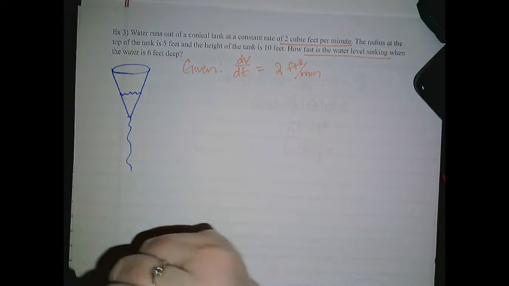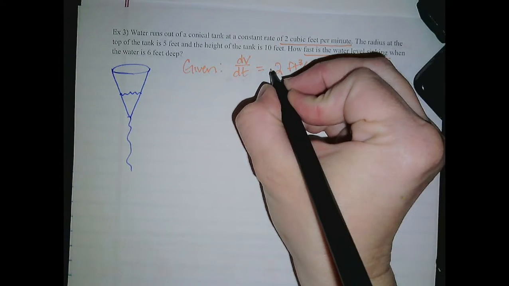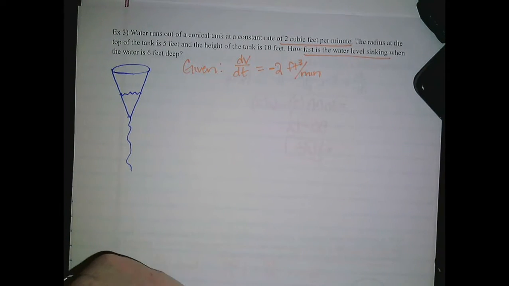Now in this case, because the water is running out of the tank, that means that the volume of the water should be decreasing. So we need to make sure that our rate of change reflects that. Since the volume of the water is decreasing, we know that we should have a negative rate of change for the volume of the water with respect to time.